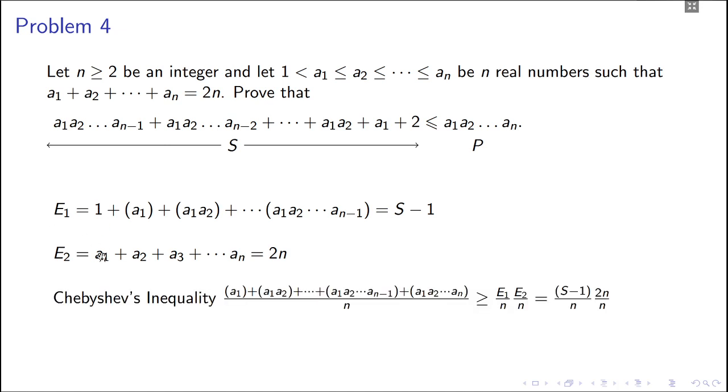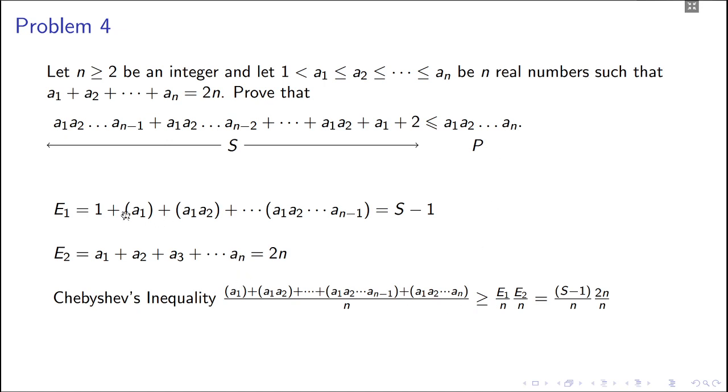So take term by term product and take a mean of that. That will be greater than or equal to the product of the means of the individual terms. So if the sequences are both increasing or both decreasing, then you have this inequality. If one of them is increasing and the other is decreasing, then the sign changes. You have probably used this inequality before.